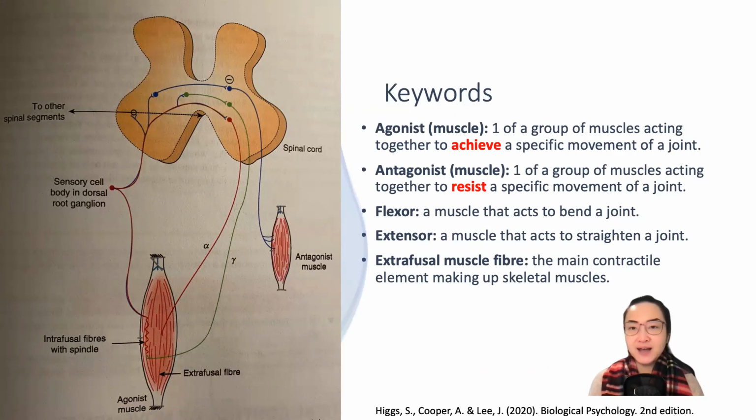Flexor, a muscle that acts to bend a joint. Extensor, a muscle that acts to straighten a joint. Extrafusal muscle fiber, the main contractile element making up skeletal muscles. You can see here on the picture on the left-hand side, there are spinal cord, antagonist muscle, extrafusal fiber, agonist muscle, intrafusal fibers with spindle, as well as the sensory body in dorsal root ganglion, and the two other spinal segments.